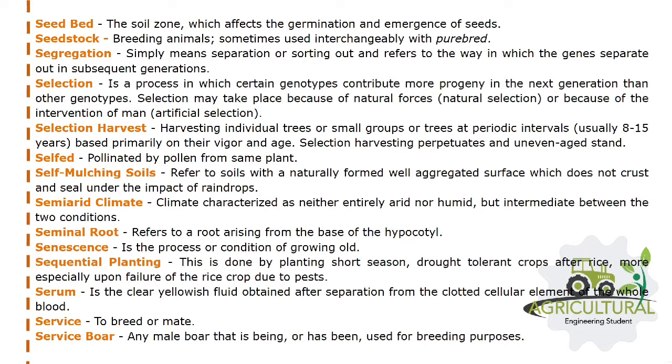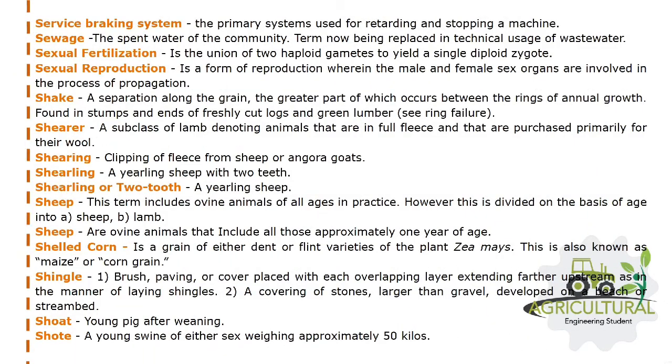Sequential planting is done by planting short-season, drought-tolerant crops after rice, more especially upon failure of the rice crop due to pests. Serum is the clear yellowish fluid obtained after separation from the clotted cellular element of the whole blood. Service, to breed or mate. Service sire, any male boar that is being, or has been, used for breeding purposes. Service braking system, the primary system used for retarding and stopping a machine.